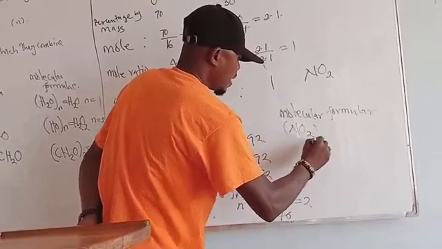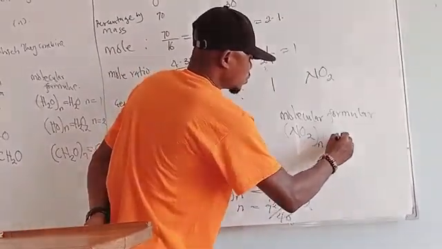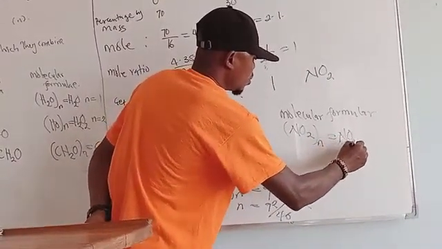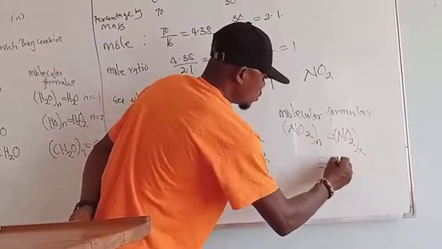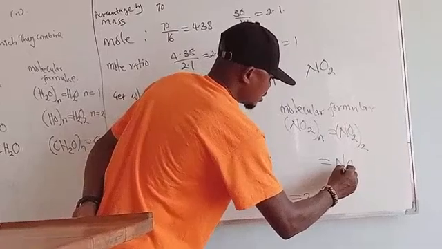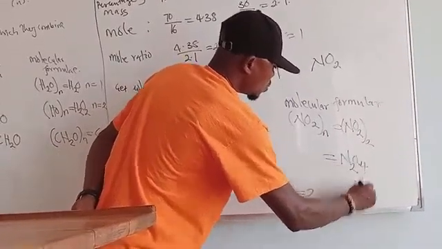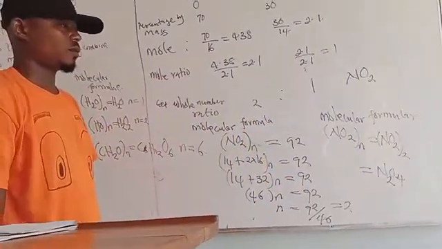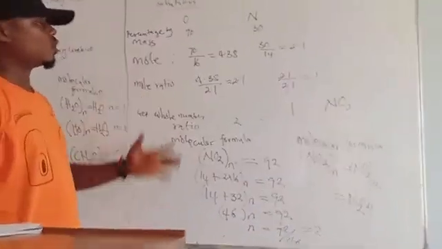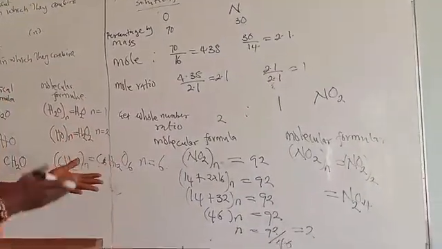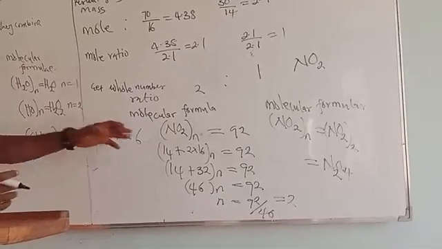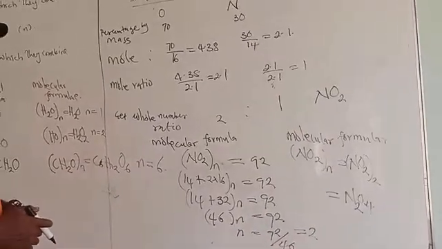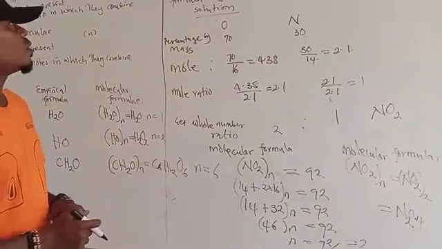So that means that our molecular formula will be NO2 multiplied by 2, and this will be equal to N2O4. So this is how to go about finding the empirical formula of a substance and the molecular formula of that substance. So let's go over it again.